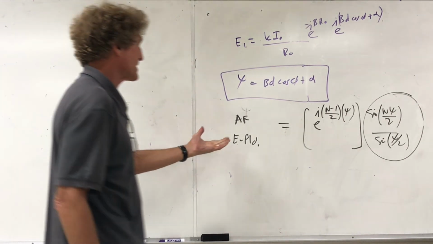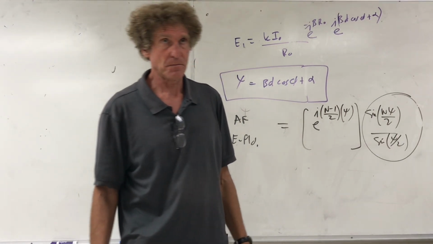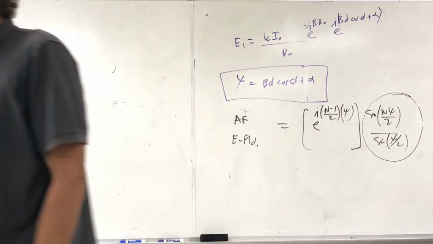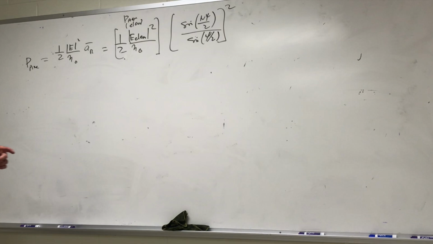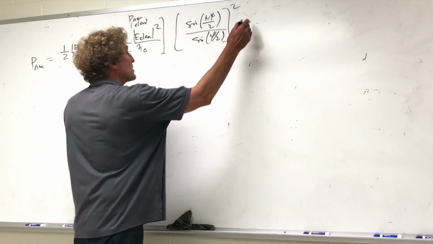This AF is for the E field. It's the weight on the E field. Okay, that's something different. You've got to square it to get the average power, right? This power is proportional to E squared. When you look at this, this is really important.